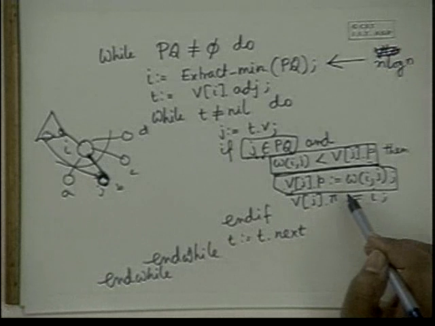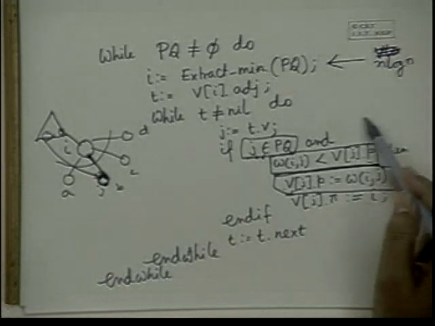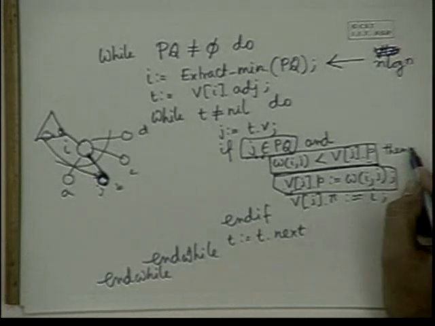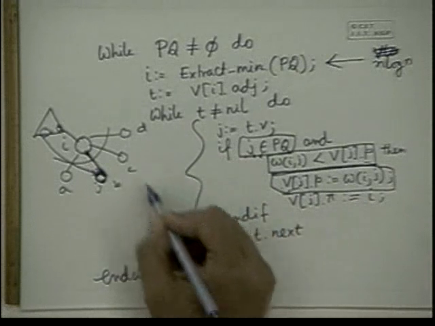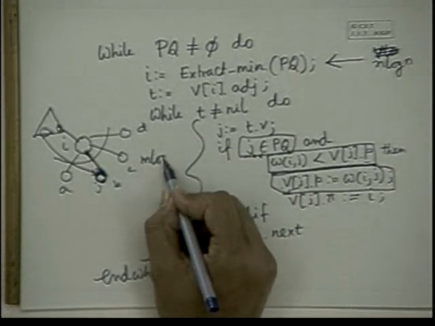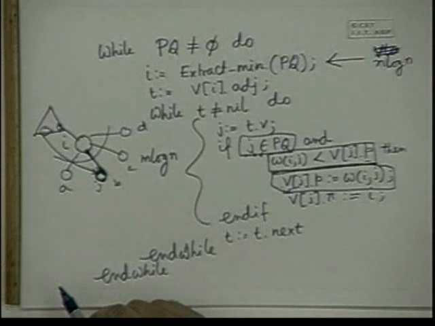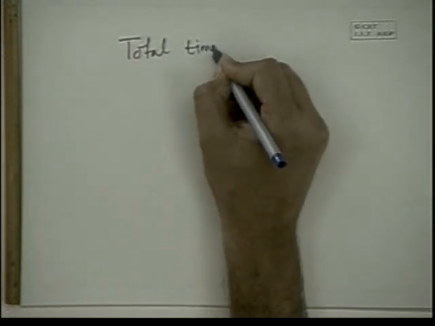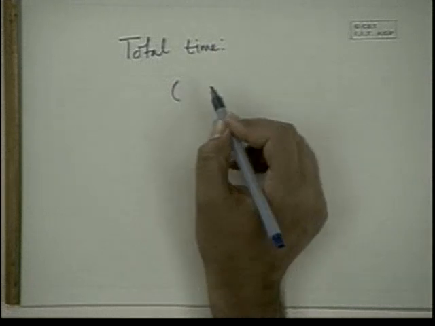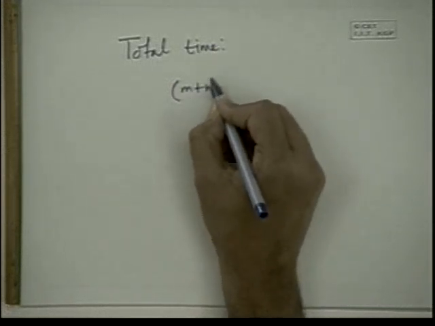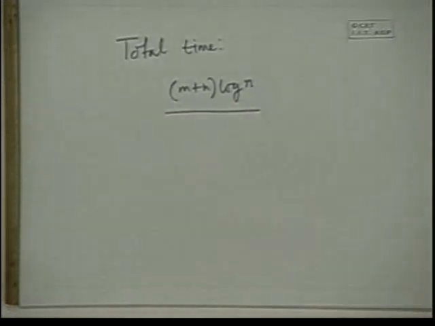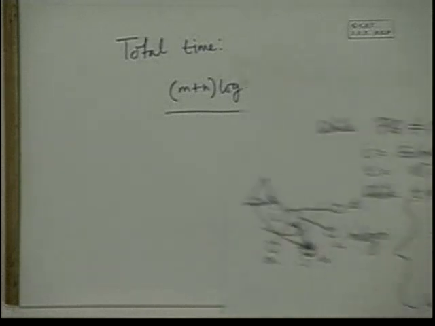So this is the time consuming step. If you do log n per edge, what is the total time this will take? Total m log n. So what is the total time of this algorithm? M plus n log n, right? Now here comes the data structuring part.